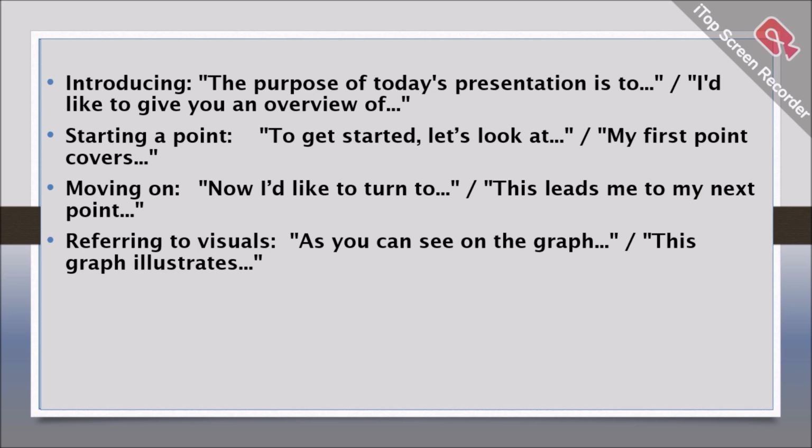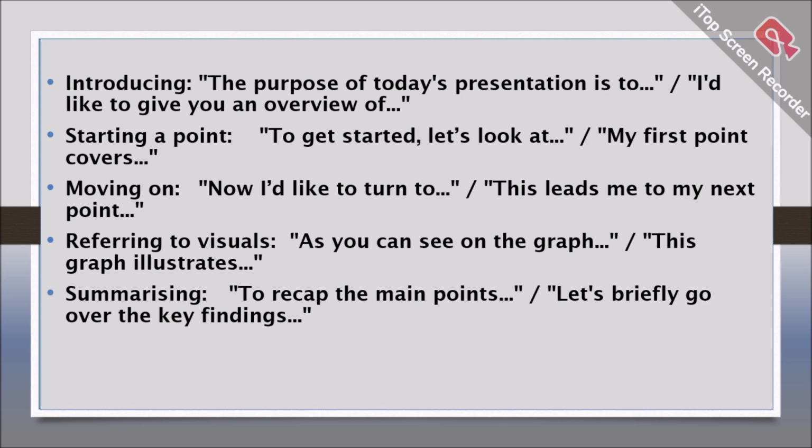You have visuals up on a screen, a PowerPoint presentation, or perhaps you are sharing it on Teams. So to refer to the visuals, we can say, as you can see on the graph, or this graph illustrates. And then people are going to look at your visuals.